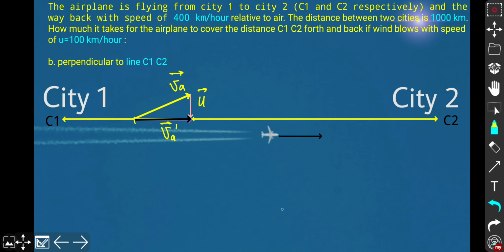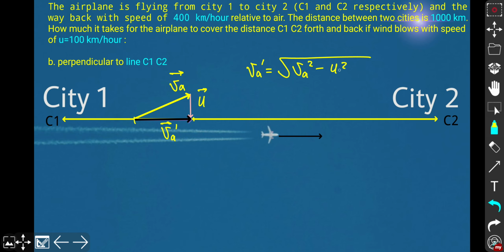Okay, so this is a right angle triangle, and from there we want to figure out the side VA prime. So VA prime is going to be the square root of VA squared minus U squared. So that's how it works, and that's the basic Pythagoras theorem.